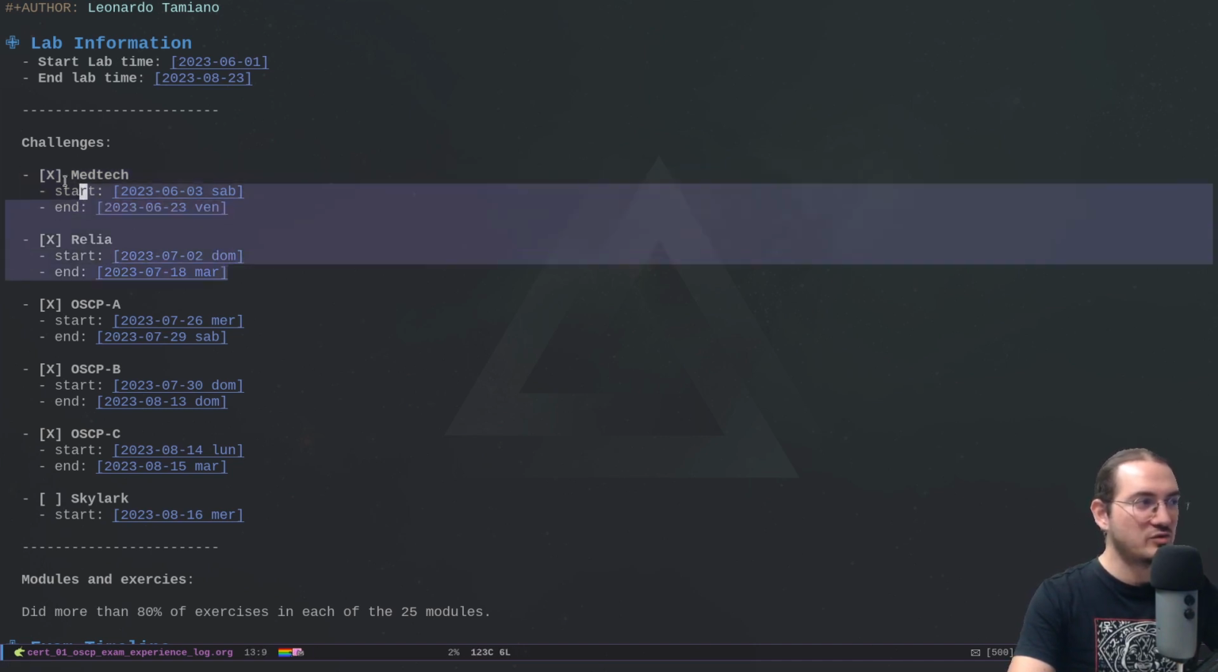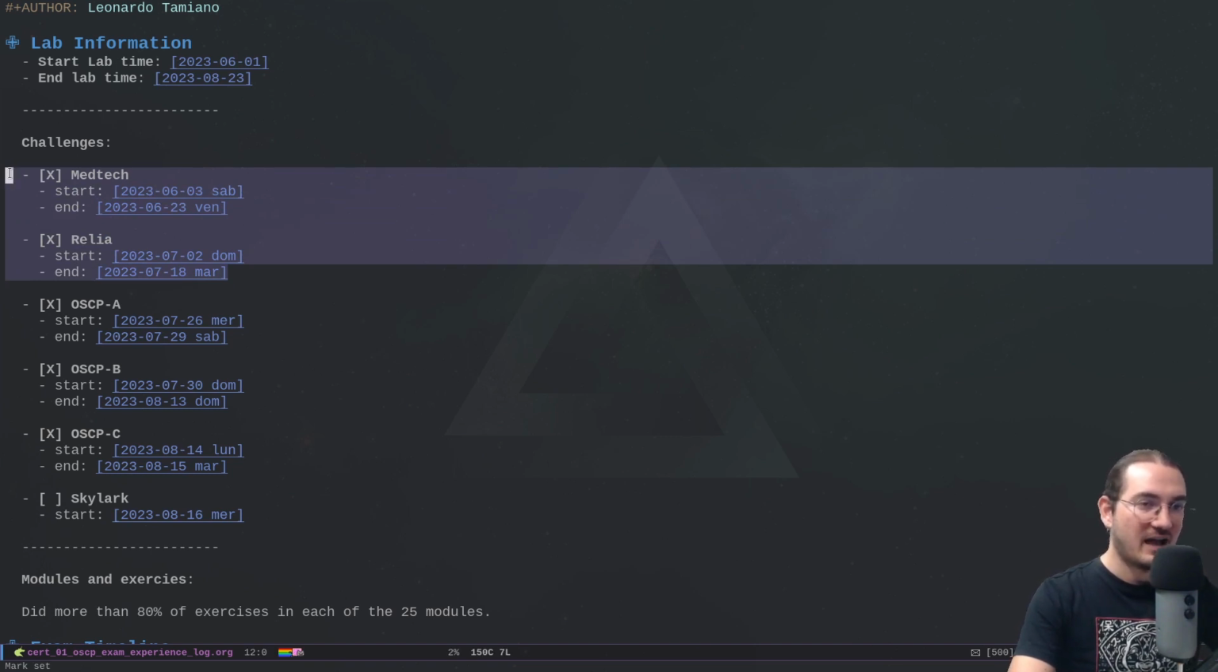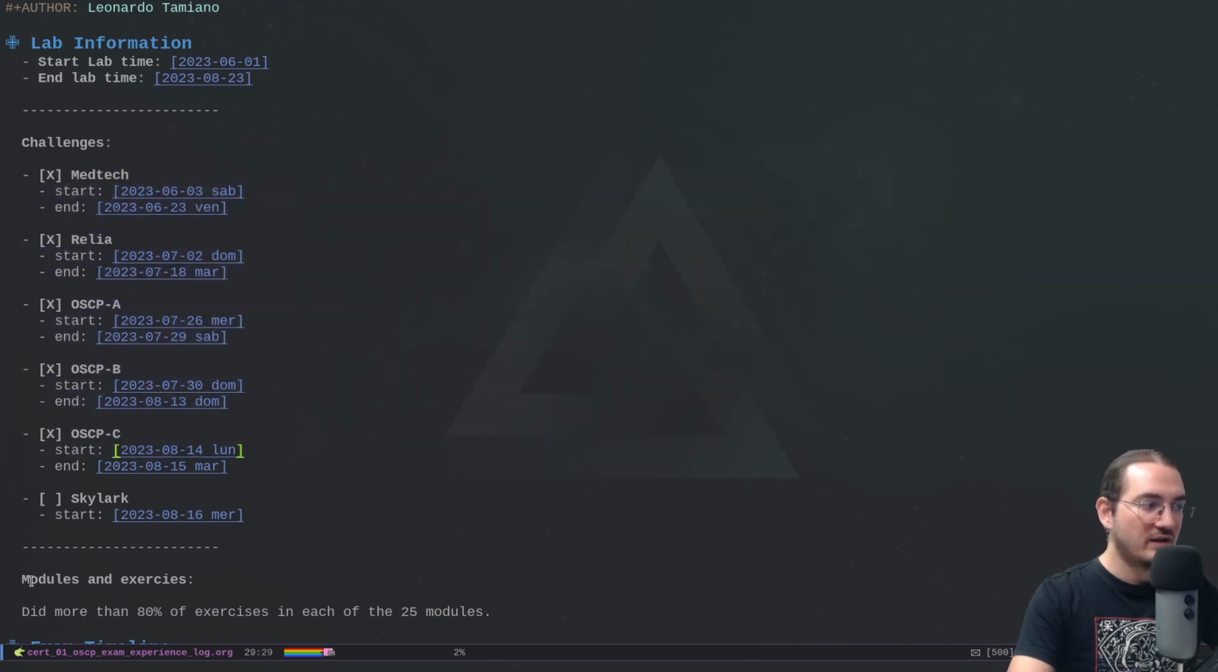I would say that the first 2 labs were probably the hardest, because by doing the labs and by getting stuck in the labs, I was going back and reading the modules and the exercise to understand what I was required to do.